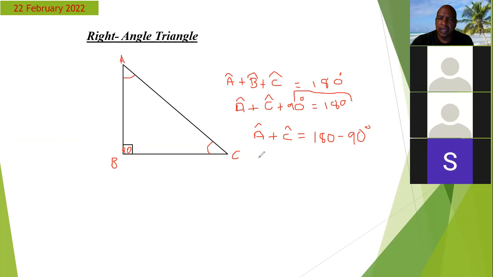And so we know that angle A plus angle C, and notice that I put in these little caps on top, those little symbols mean angle. So angle A plus angle C will be equal to 90 degrees.